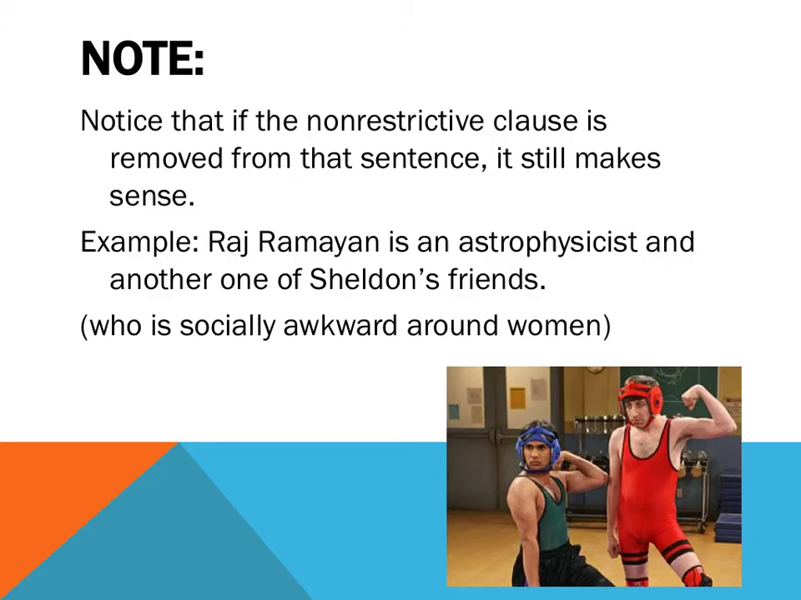So, if we take out that clause, who is socially awkward around women, we have this sentence. Raj Ramayan is an astrophysicist and another one of Sheldon's friends. It still makes sense, but a key important element, who is socially awkward around women, is left out. And as we know, if we're fans of the show, you definitely don't want to leave that part out.